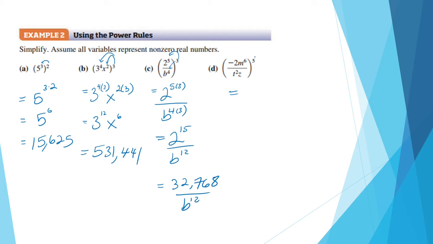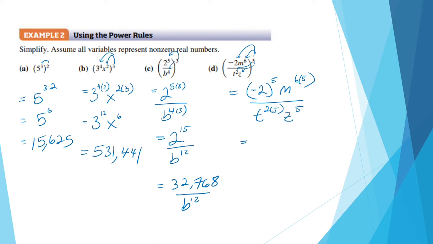Part D, again I'm going to distribute that 5 to each of the exponents. Now you want to be careful with that negative 2. Make sure you put parentheses around it, then raise it to the 5th power. M raised to the 6 times 5. T raised to the 2 times 5. And then Z to the 5.